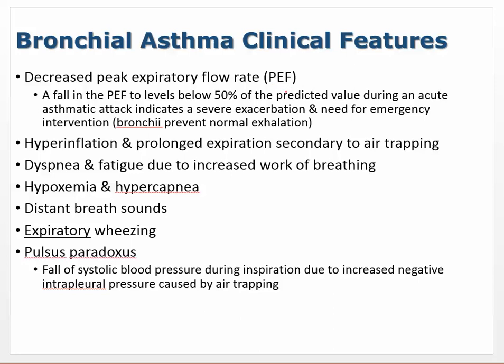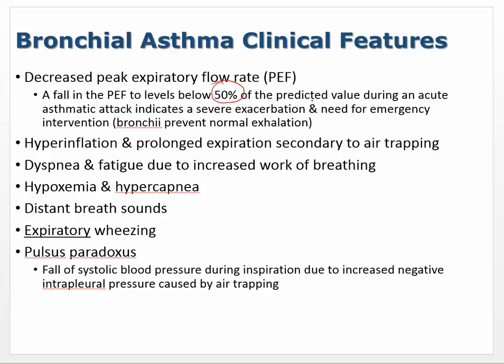So clinical features of asthma, bronchial asthma: decreased peak expiratory flow rate. Again, expiration. You're not able to push the air out. So fall in PEF, peak expiratory flow, to levels below 50% of what's predicted when in a healthy person, or when the person is not having an asthma attack. So less than 50% during an acute asthma attack indicates severe exacerbation, need for emergency intervention. Okay, so that's a large reduction in that case.